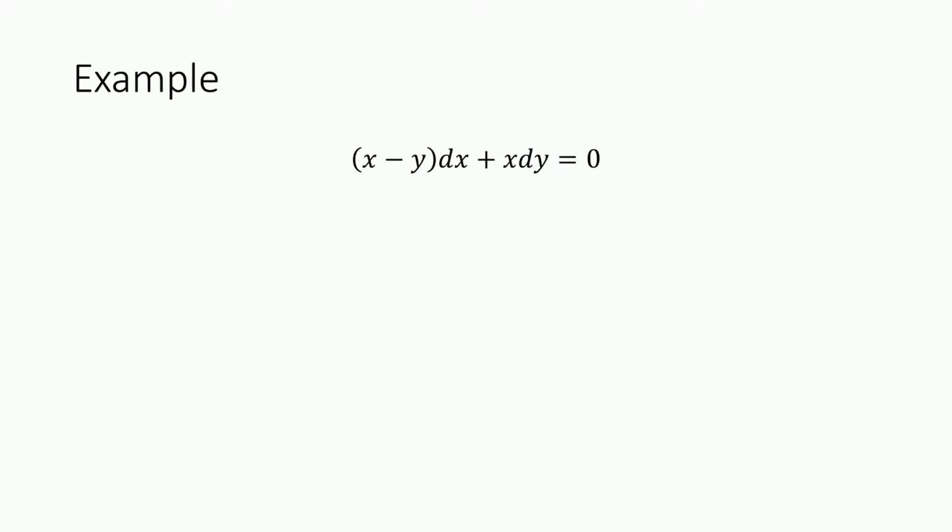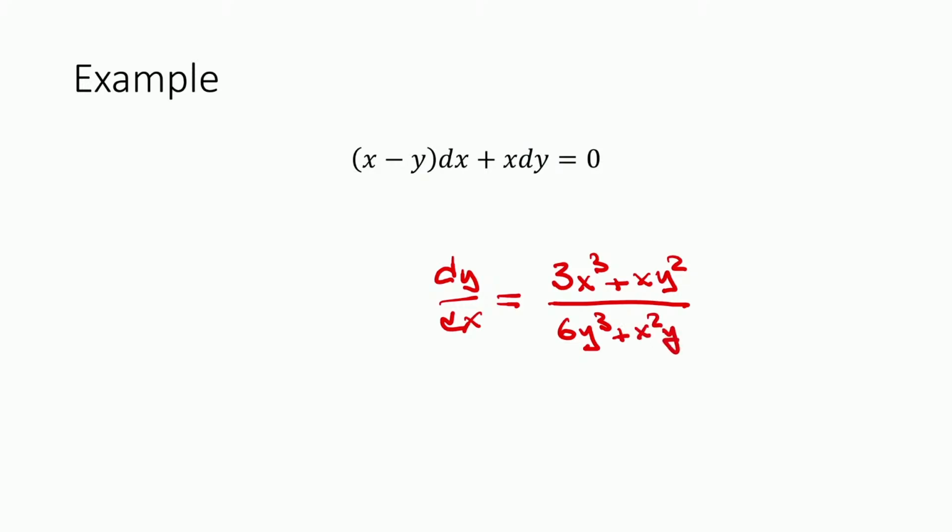Here's another one, and you're going to say, wait a minute, the powers aren't all 3. I'm going to make one with all 3's. So let's do it this way. dy over dx is equal to 3x cubed plus xy squared over 6y cubed plus x squared y. Yeah, that one works. So that is also homogeneous.